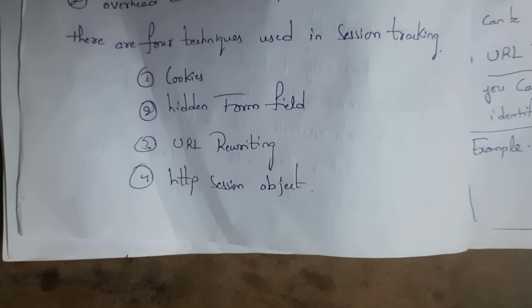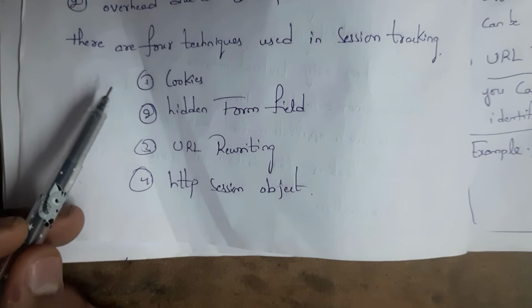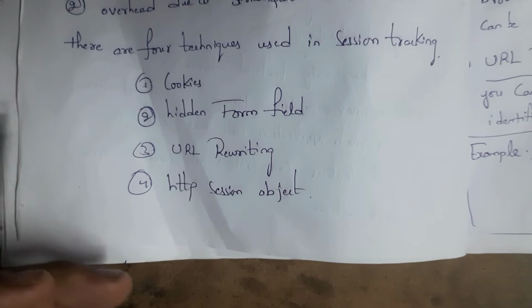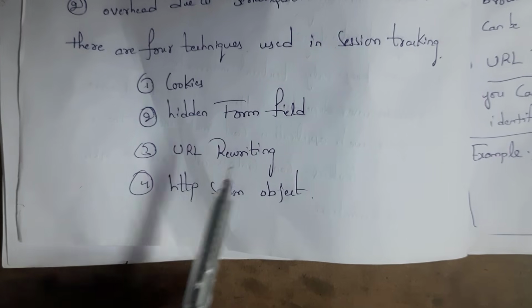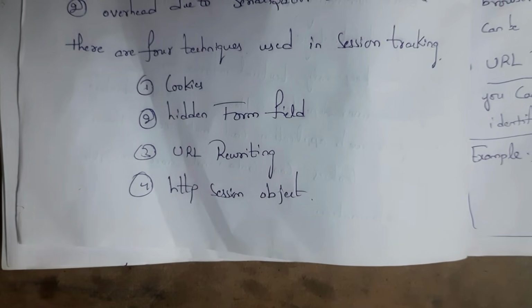There are four techniques that are used in session tracking. First one is cookies, as I already discussed. Next one is hidden form fields. Third one is URL rewriting. And at last, the fourth one is HTTP session objects. These are the four techniques that are used for session tracking.